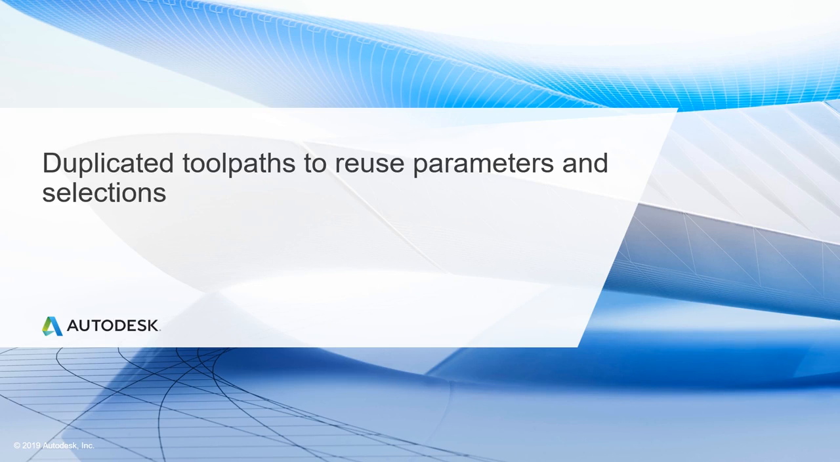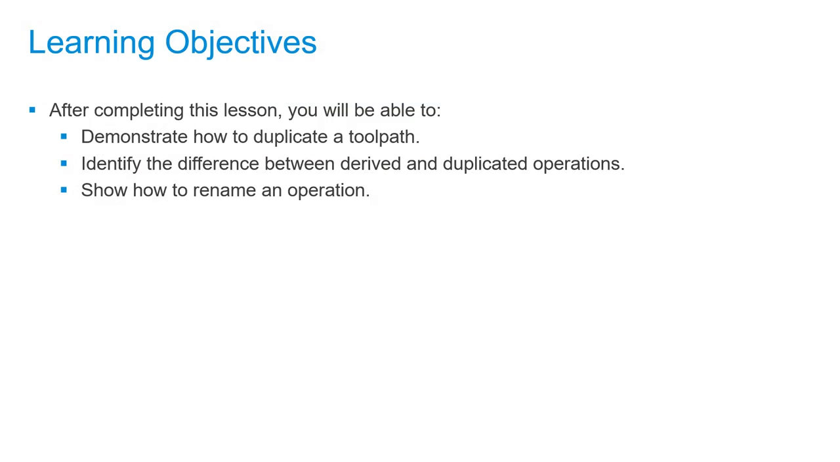In this lesson, we'll take a look at duplicated toolpaths to reuse parameters and selections. After completing this lesson, you'll be able to demonstrate how to duplicate a toolpath, identify the difference between derived and duplicated operations, and show how to rename an operation.